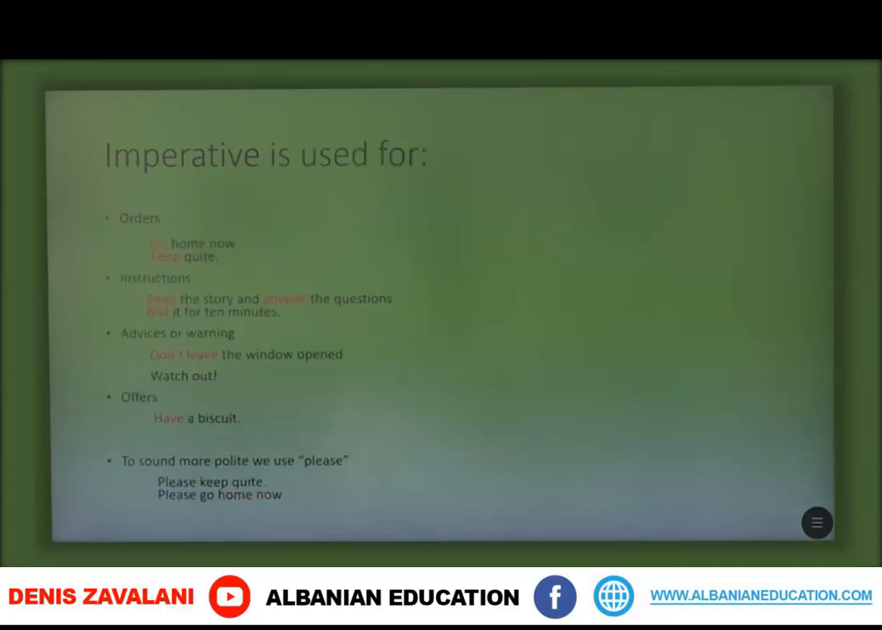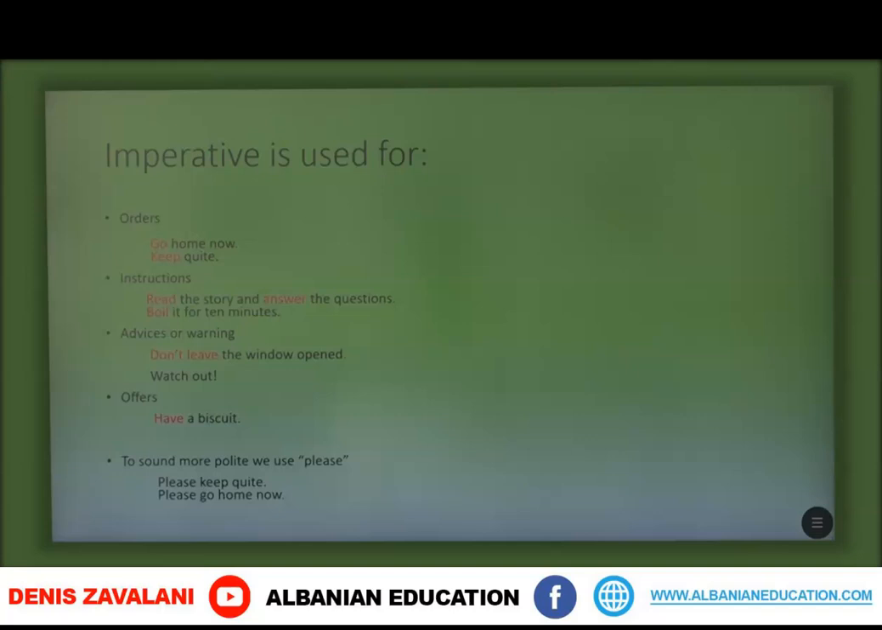Imperative is used for orders. For example, go home now or keep quiet. Instructions. For example, read the story and answer the questions, or boil it for 10 minutes. It is used also for advice or warning. Don't leave the window opened. Watch out.